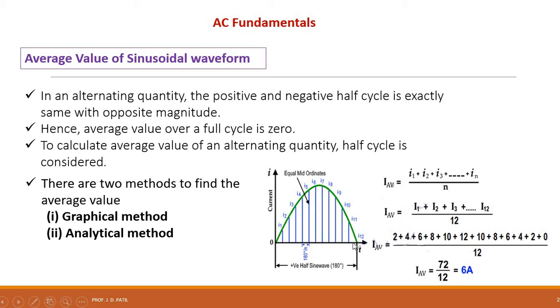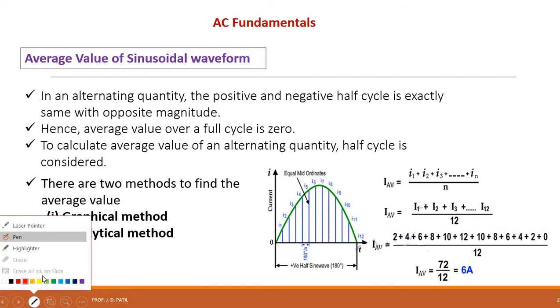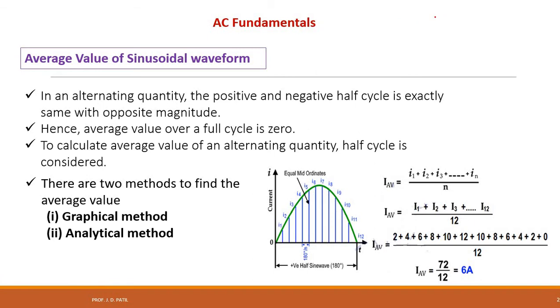For taking the average value of a sinusoidal waveform, we have to consider the half cycle only, because this is a positive half cycle. If we consider the full AC waveform, this will be a positive half and this will be a negative half. If we add these two, it will be 0, because positive and negative are both equal. So for finding the average value, we have to consider the half wave.